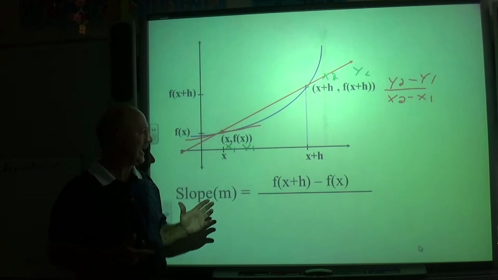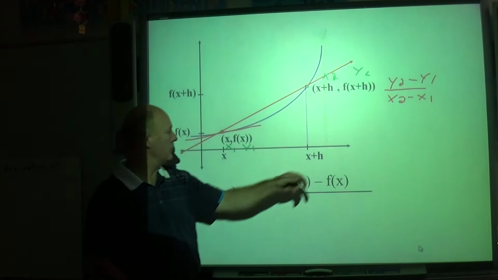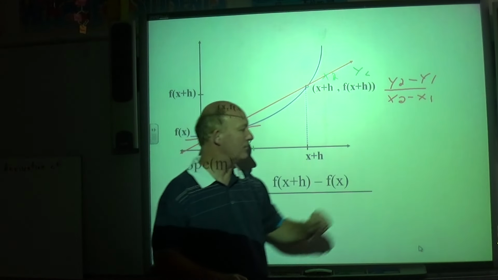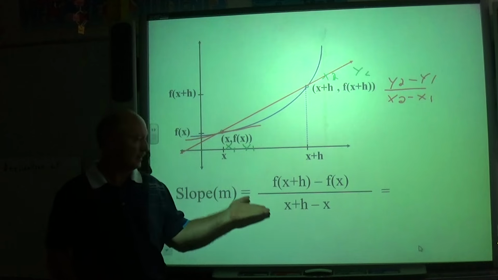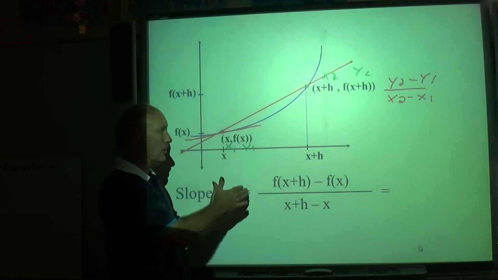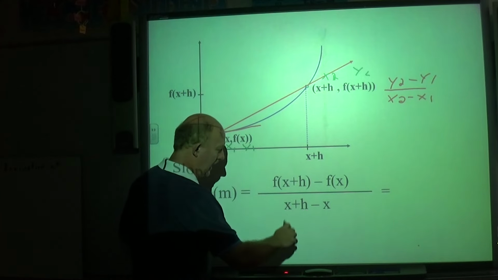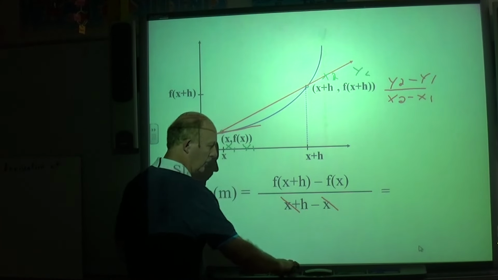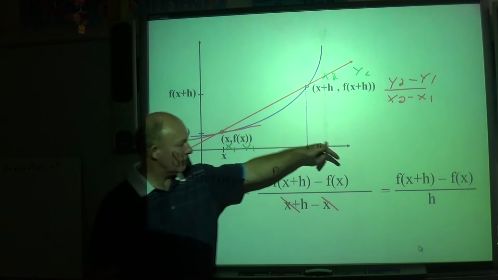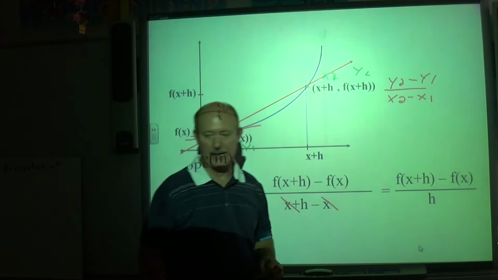And then we're going to subtract our x value. So this would be x plus h minus x. And once again, this is nothing more than x2 minus x1. And in the denominator of our slope, this is what it will look like. Now what happens is when you describe the slope here, the x values cancel out, and that's going to leave us with f of x plus h minus f of x over h.